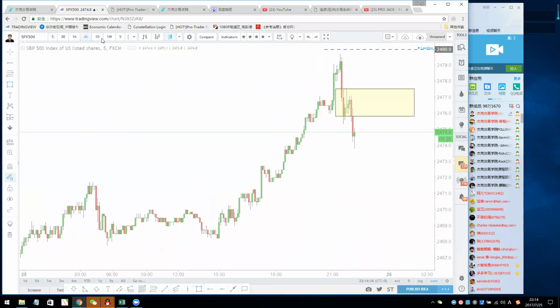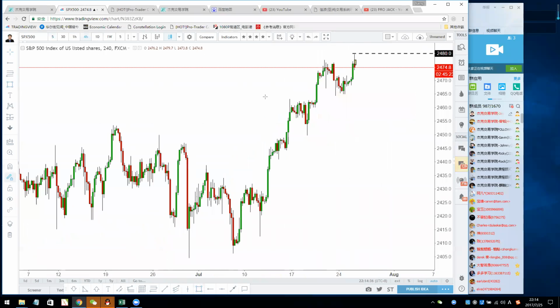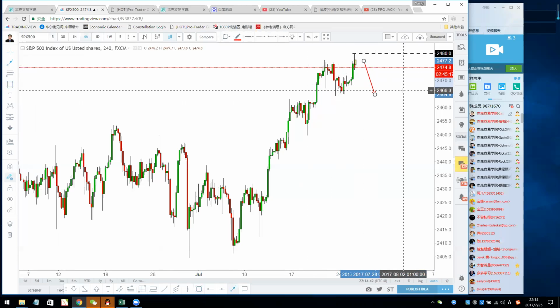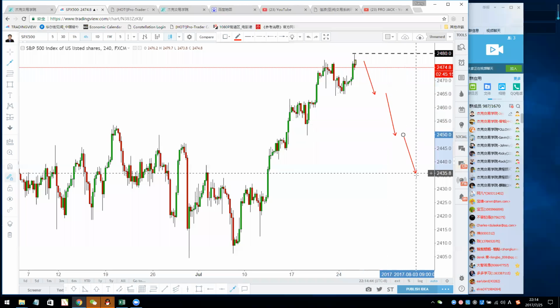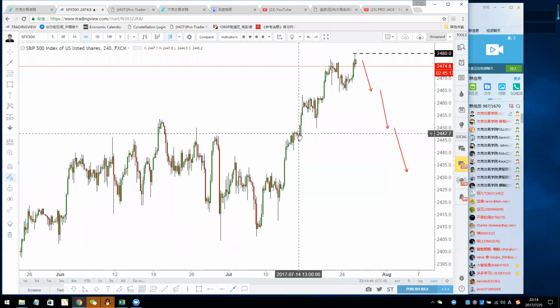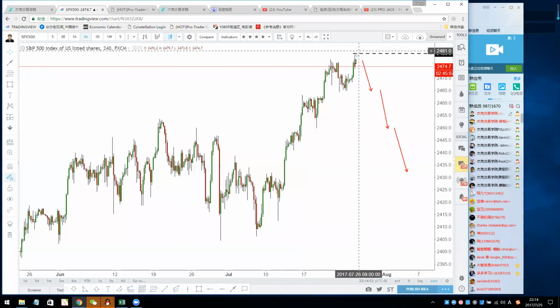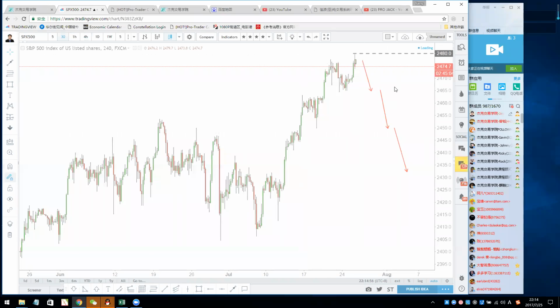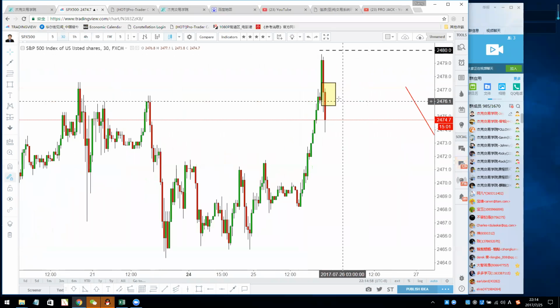This may become a very, very good turning point for the S&P. You may catch a very big fall to here and to here, or even to here, to 430. Understand? That is a very low risk but high reward trade. We see the price action, and we see what the clues are.